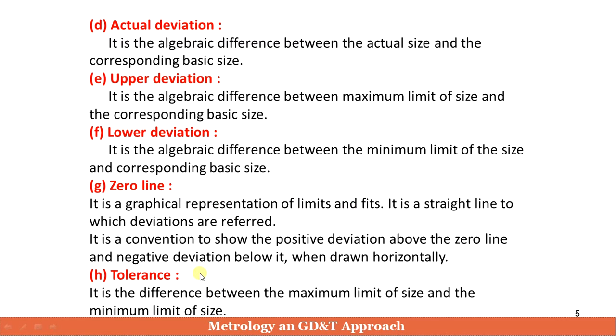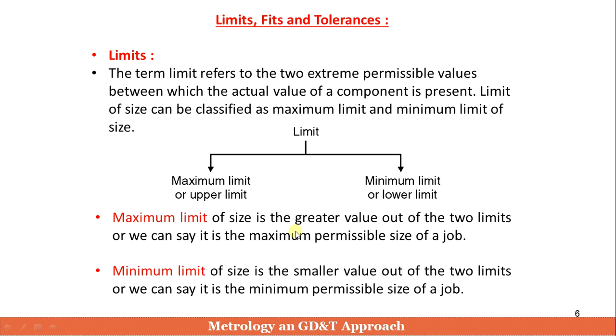Then tolerance, that is the difference between the maximum and minimum limit of the size. Limits are classified as the maximum or upper limit, and the minimum or lower limit. The maximum limit is the greater value of the two limits, that is, the maximum permissible size for a job, and the minimum permissible size for a job is the minimum limit.